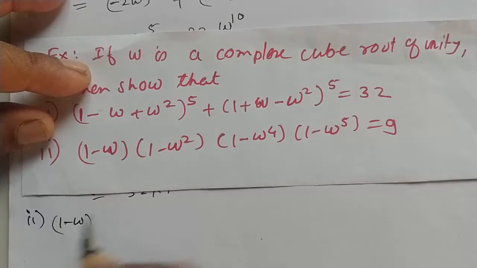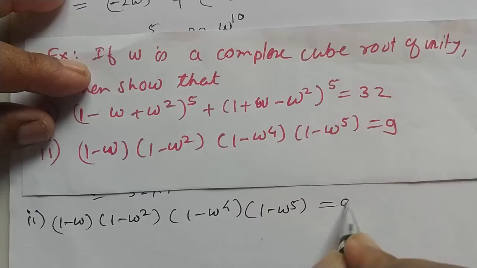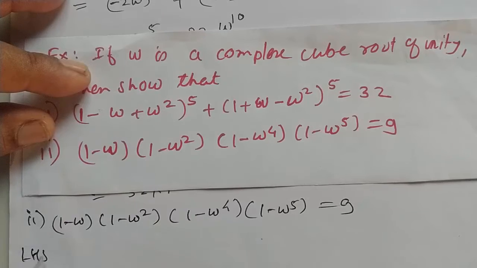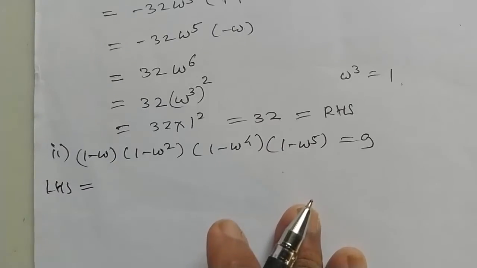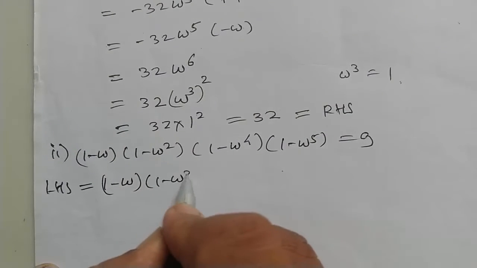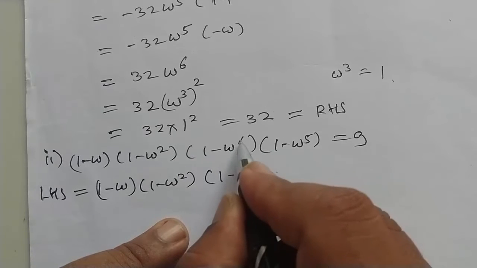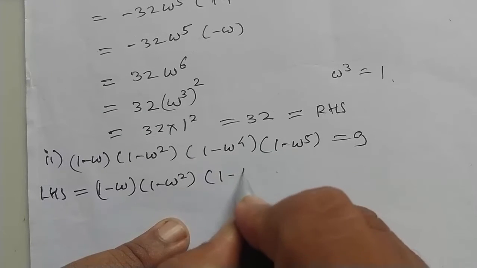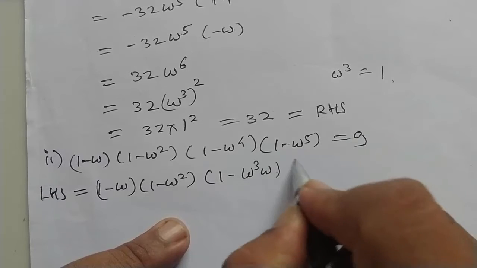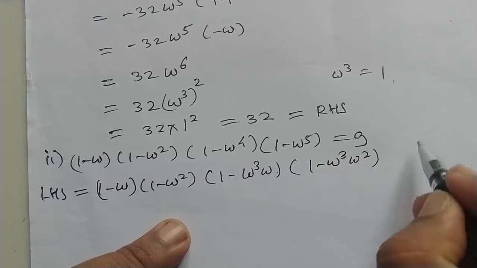The second example is number 2: (1 minus omega) into (1 minus omega square) into (1 minus omega raised to 4) into (1 minus omega raised to 5) is equal to 9. So LHS is equal to 1 minus omega, there is nothing to simplify. 1 minus omega square, there is also nothing to simplify. Here 1 minus omega raised to 4 is there. So omega cube into omega, 1 minus omega raised to 3 into omega square.